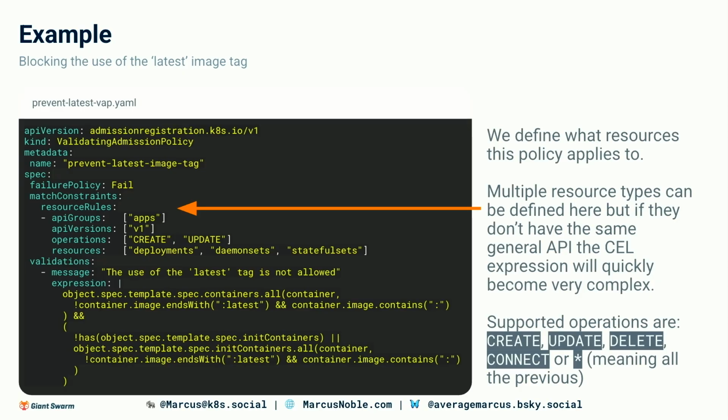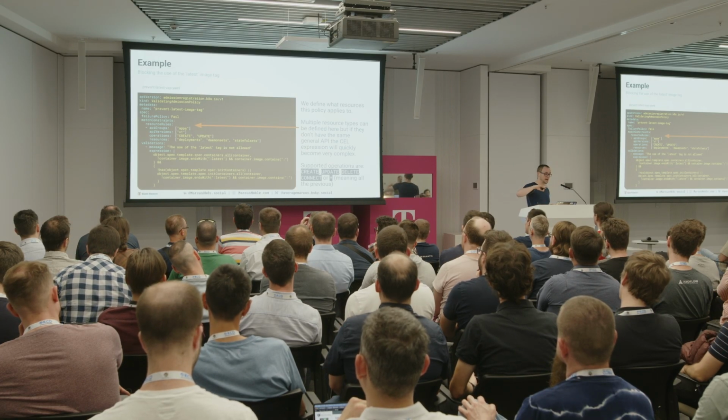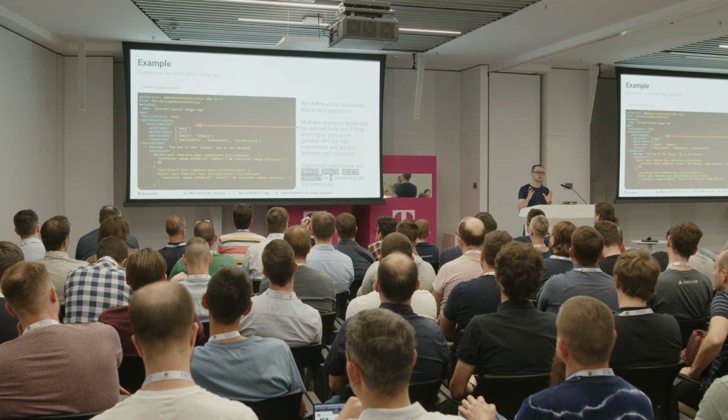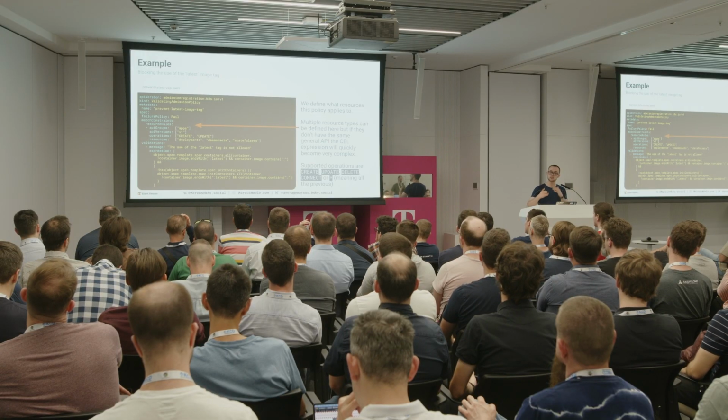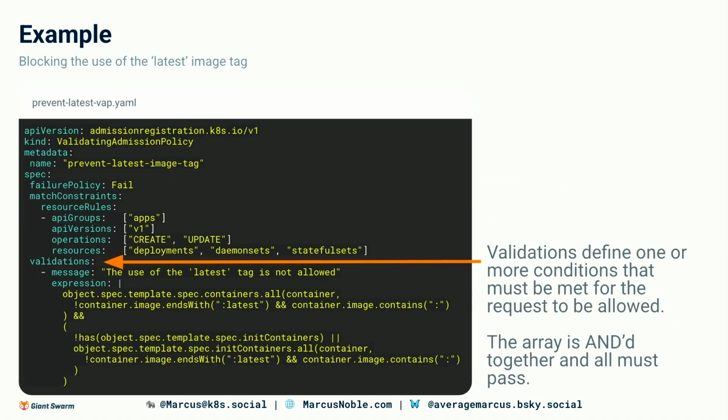We've then got our match constraints. This is what we're actually going to apply this policy against, what is valid to run against. We can have multiple resource rules here. Just be aware that ideally you pick resources that have the same schema to their spec. Otherwise, your CEL expression is going to be horrifically verbose and nasty. I've picked here deployments, daemon sets, and stateful sets because they all have a spec.template.spec property that is then the pod. So they've all got this common structure that we can use within our expression. And in this example, it's on creation and updates of these resources.